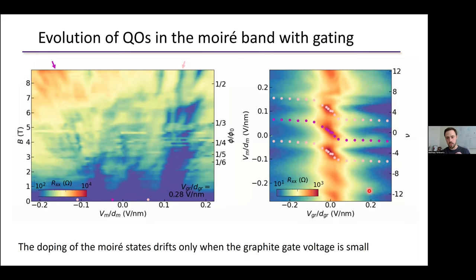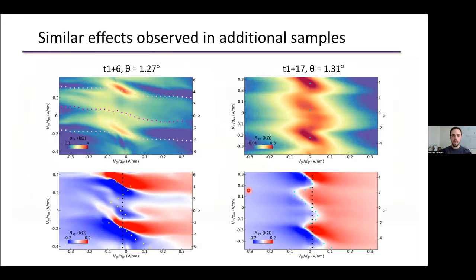So again, this says that the doping of the Moire shifts only when the graphite voltage is small. If I put too much charge onto the graphite surfaces, it seems like we're screening out with surface states the ability to modulate the doping of the Moire surface states. We don't have a perfect model for what's going on here. But in any case, this physics is rather generic to many different types of constructions of samples.